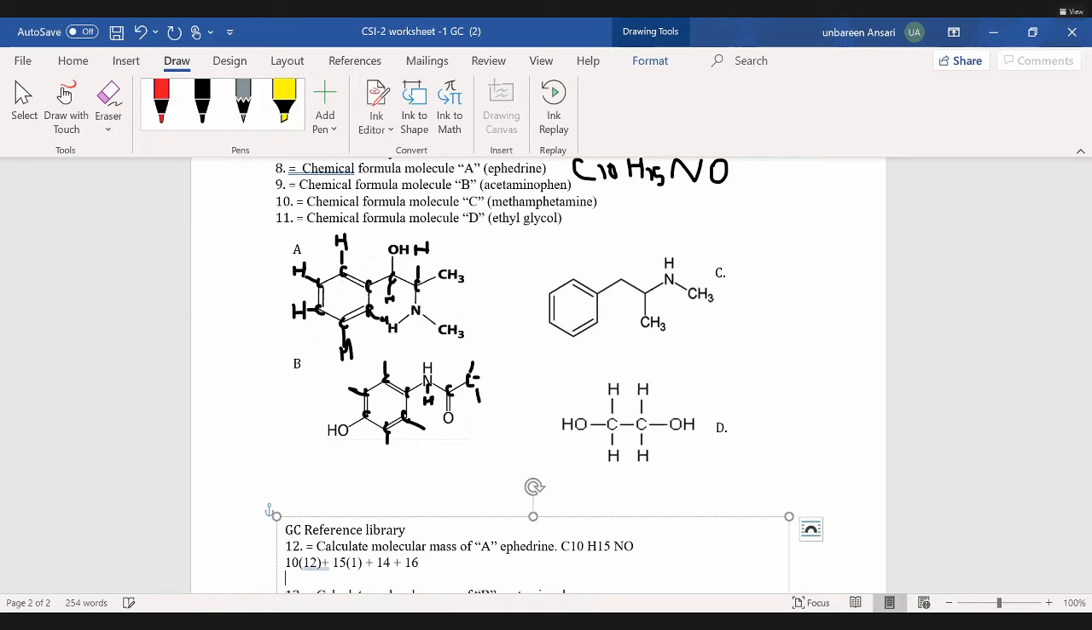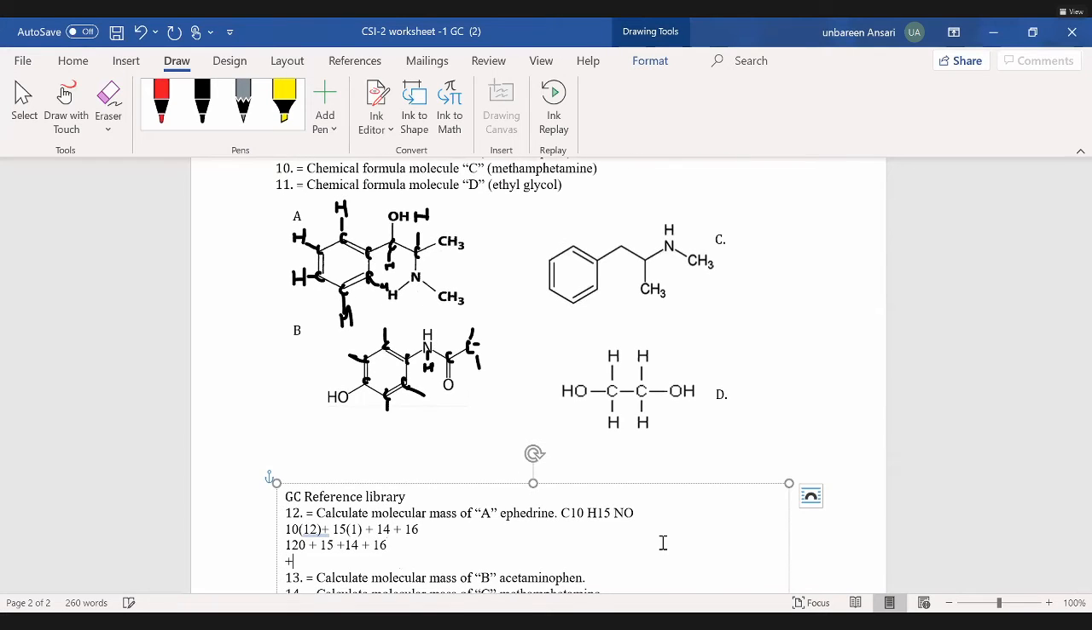So if I solve this, that is 120, correct? Plus 15 times 1 is 15, right? Plus 14, plus 16, and that should be equal to, if I add all of this together, 120 plus 15 plus 14 plus 16 is going to give me 165 grams per mole. Yes? Yeah, thank you. You're welcome. Was that clearer? Yes, thank you.